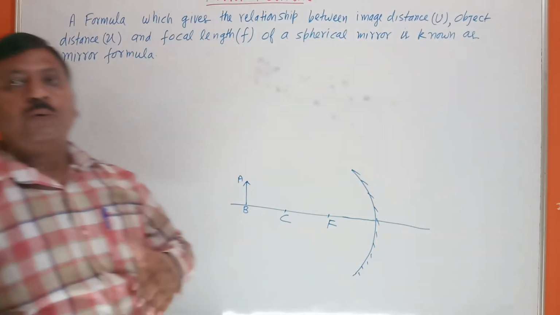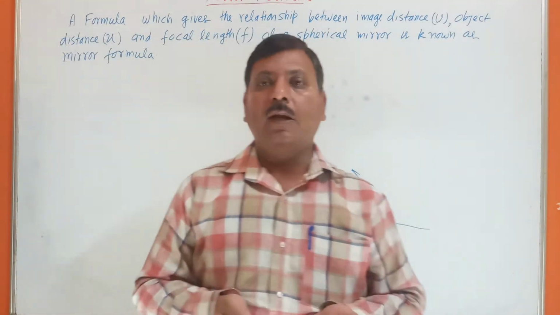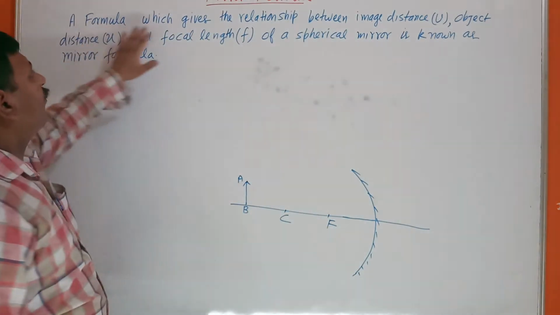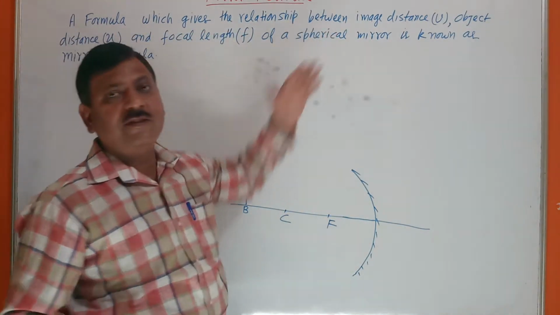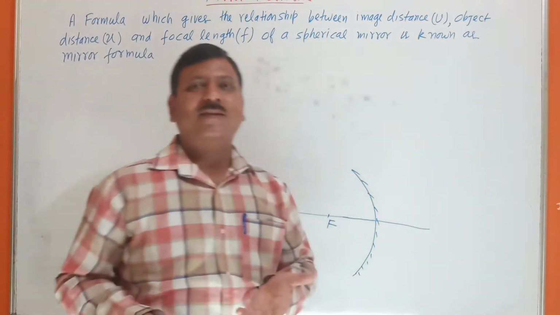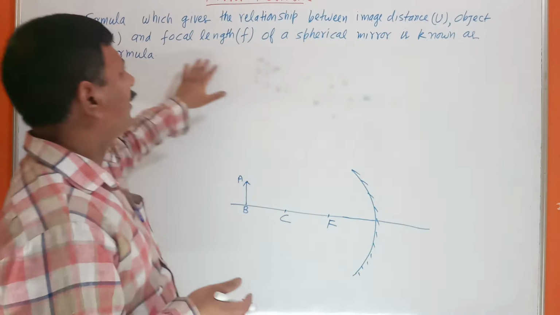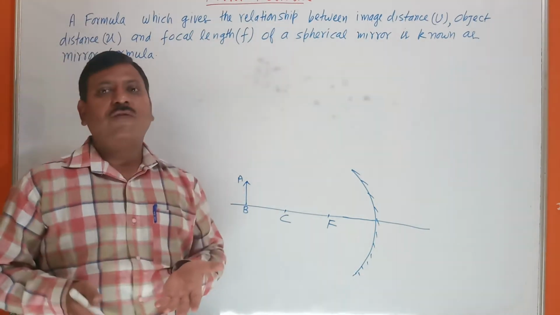We are going to discuss the mirror formula. See here, what is the mirror formula? A formula which gives the relationship between image distance, object distance and focal length. So that is called the mirror formula.